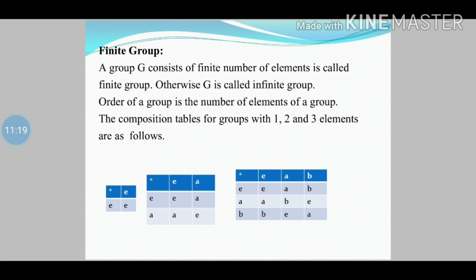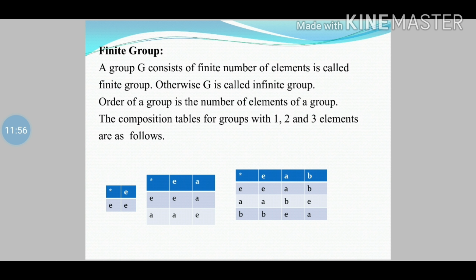In the second table, star is a binary operation defined like this, and the elements of the second table are e and a. Here e is the identity and a is a non-identity element. Here the inverse of a is a itself. If possible, assume that the inverse of a is equal to e, then what happens? a becomes the identity itself. That is not possible. Therefore, the inverse of a must be a itself.